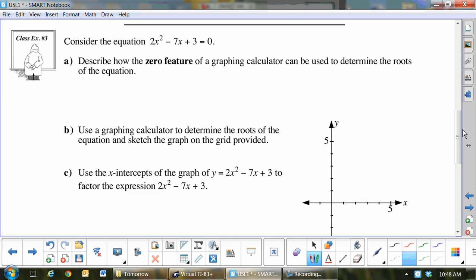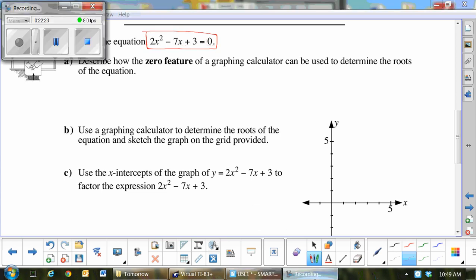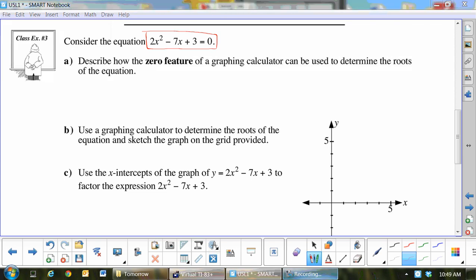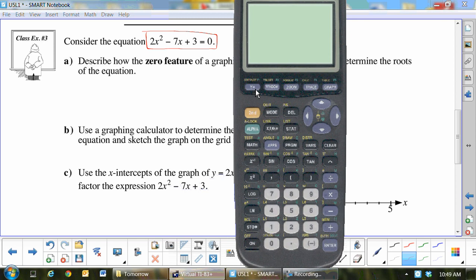Okay, now the zero feature of a calculator. We're going to learn another skill today. Let's go to our calculator and put that equation in. Can you make sure your screen has absolutely nothing on it? So look, there's nothing there. You're going to enter 2x squared minus 7x plus 3. Everybody look that you have that. Then I want you to hit zoom. Where's zoom? Top middle, right? And then 6. Then we should all be looking at that graph.